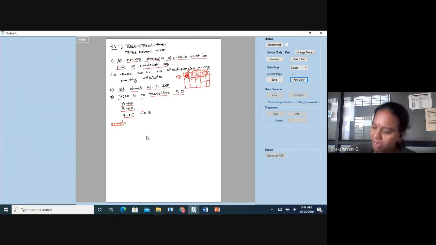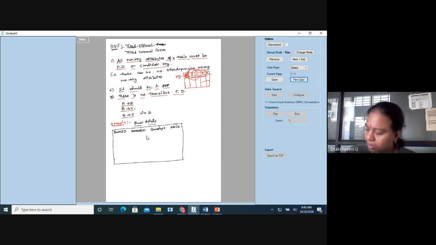Okay, so let us take a book database. Let us take this table. What columns will we take? Let us take book ID, then genre or genre store ID, then genre type, then price. Let us make this a table, and then enter some values in it.